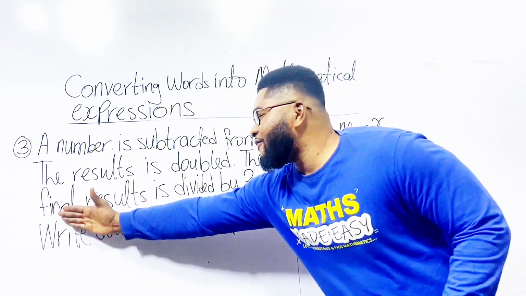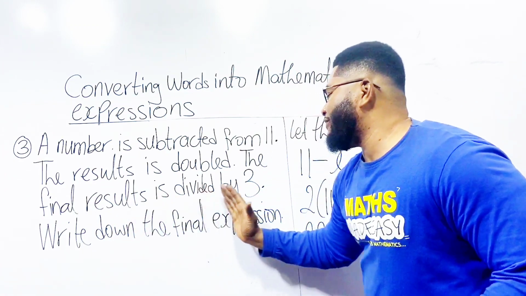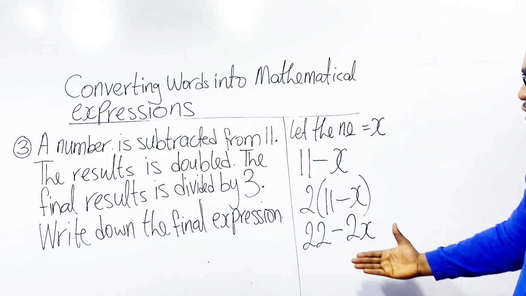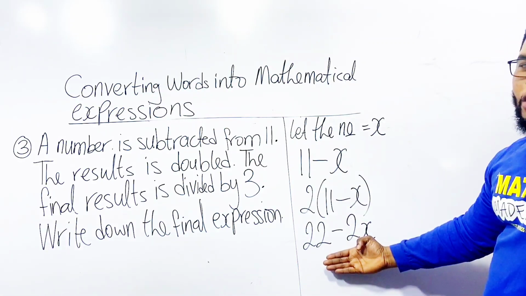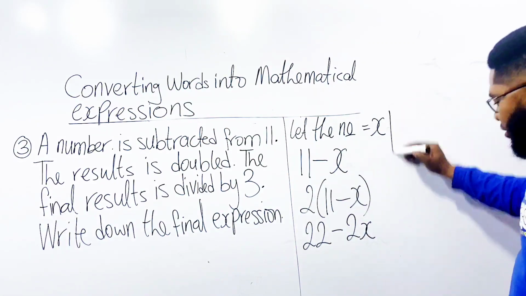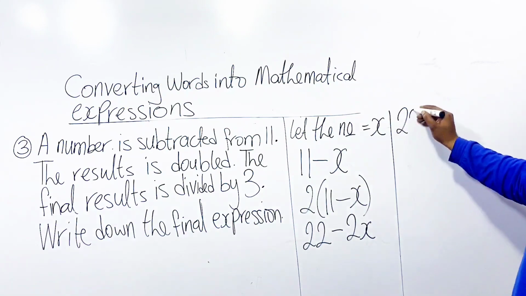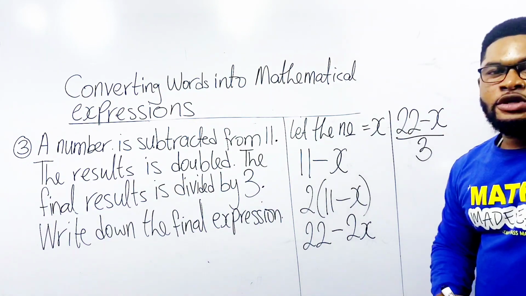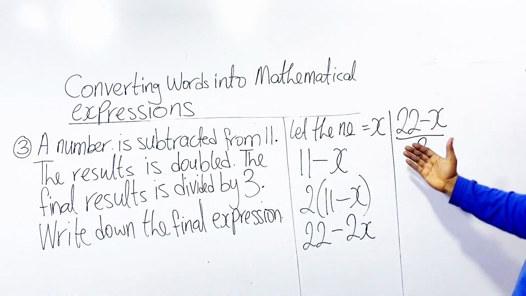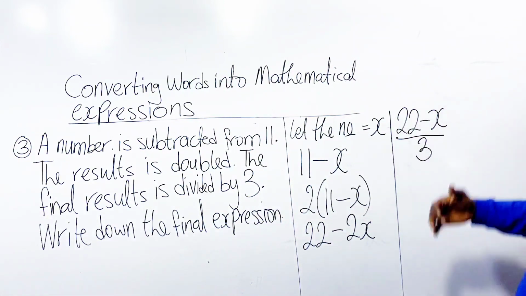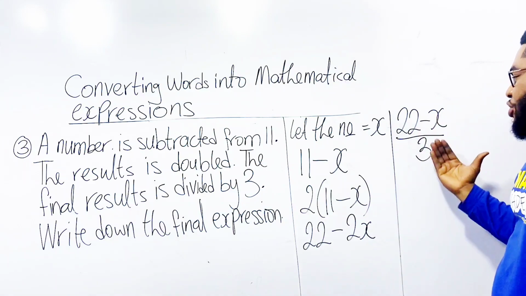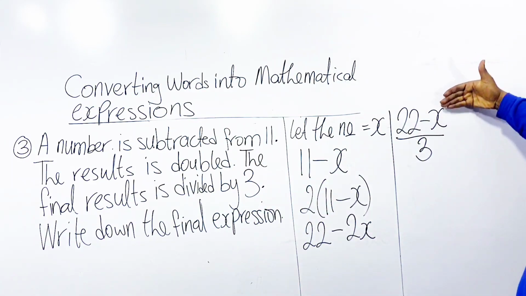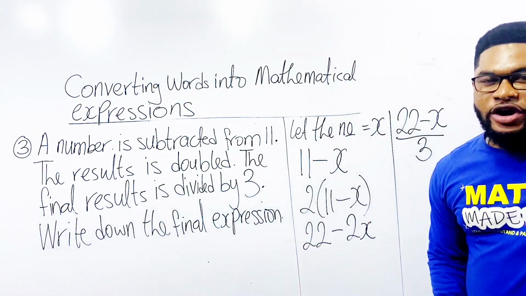So it says that the final result is divided by 3. Since this becomes my final result, I will divide it by 3. This is the meaning: 22 minus 2x will be divided by 3. I can choose to divide them separately or leave it this way. This is better. So the final expression the question is demanding is 22 minus 2x, all divided by 3. Thank you very much.